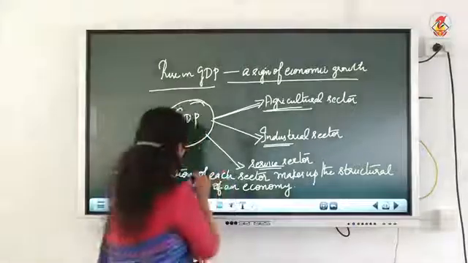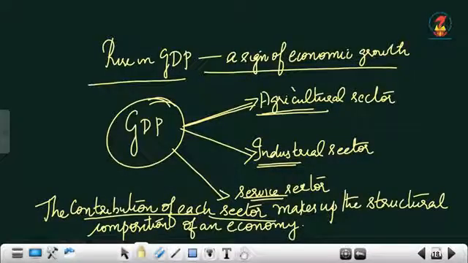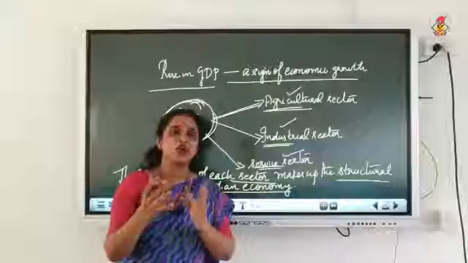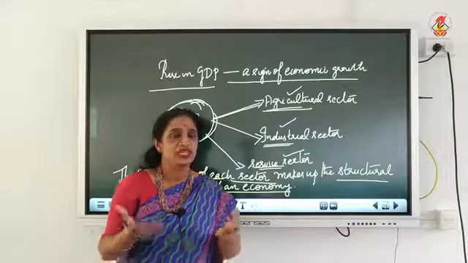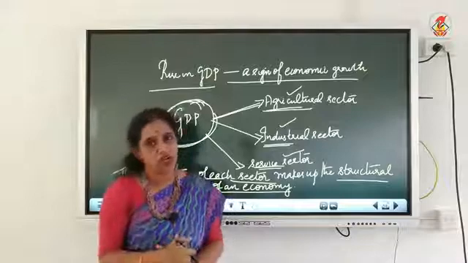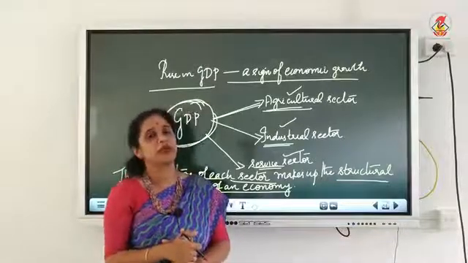But the contribution of each sector, meaning agriculture, industrial and service sector, to GDP is known as the structural composition of an economy. What is it known as? Structural composition of an economy. So, the contribution of each and every sector to GDP is known as the structural composition of the economy. Each and every sector makes its contribution in a different way, but together these contributions make up the structural composition of the economy. To be noted, it is very, very important from the examination point of view.